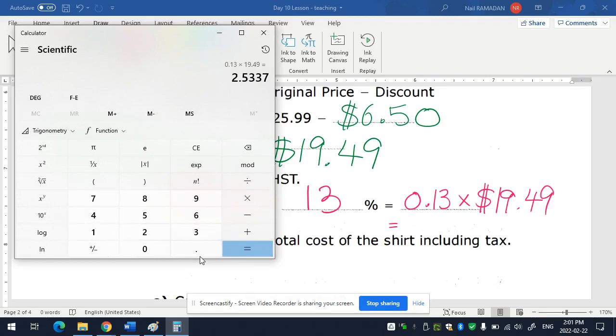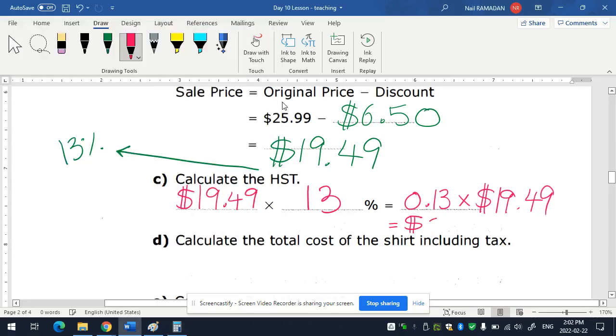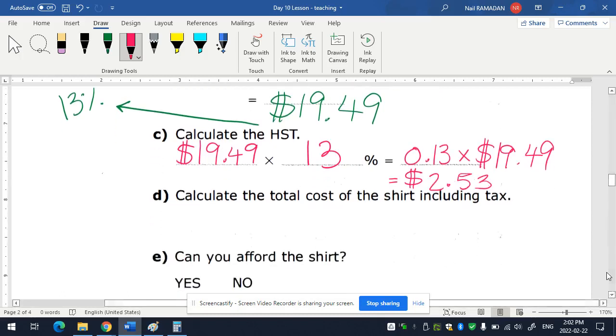You are going to have to pay tax even after the discount happened. $2.53. Yeah, you're definitely going to go over for sure. So what's the total cost now? The actual selling price. Well, you have to add the discounted price to the tax.